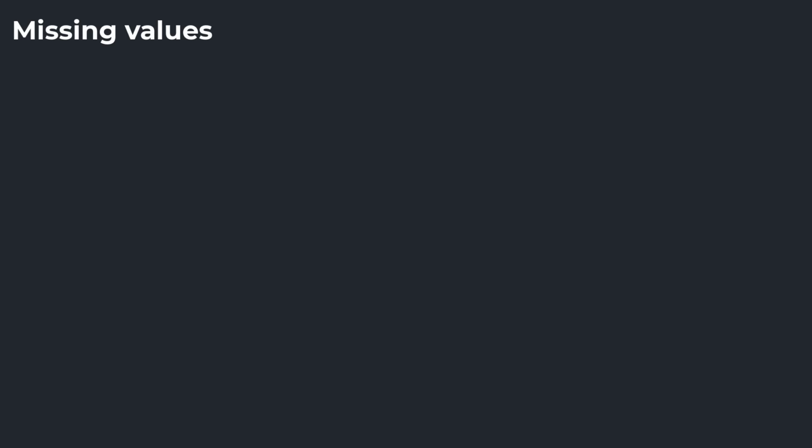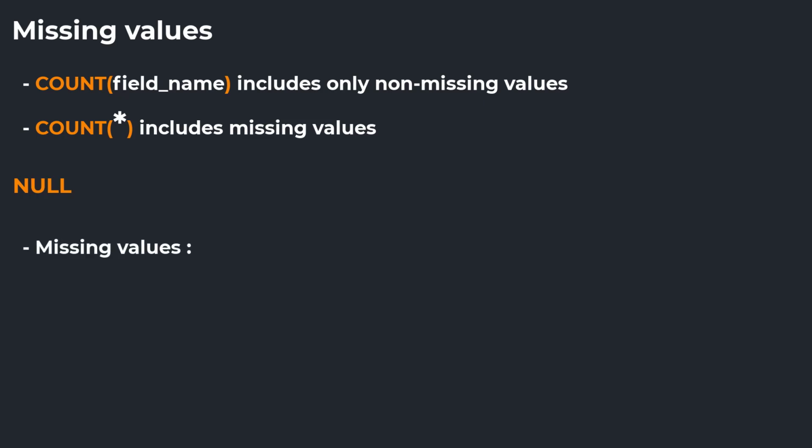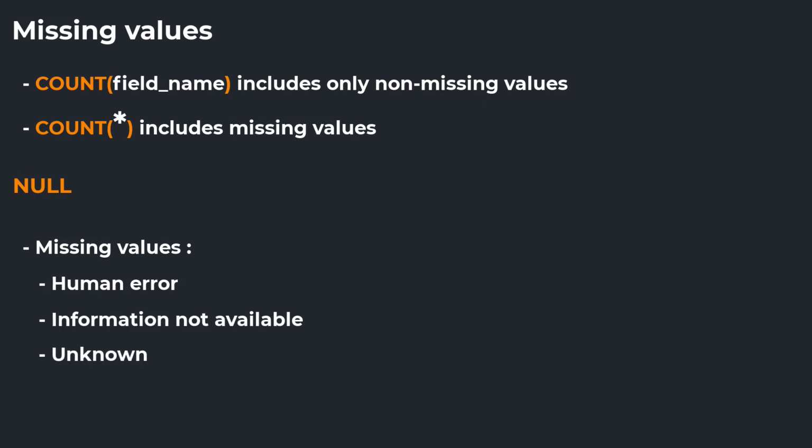When we were learning how to use the count keyword, we learned that we could include or exclude non-missing values depending on whether or not we use the asterisk in our query. But what is a missing or non-missing value? In SQL, null represents a missing or unknown value. Why is this useful? In the real world, our databases will likely have empty fields either because of human error or because the information is not available or is unknown. Knowing how to handle these fields is essential as they can affect any analyses we do.